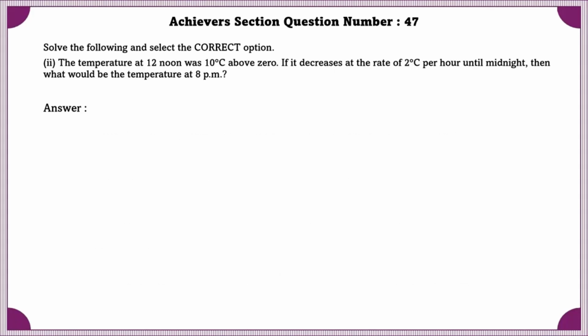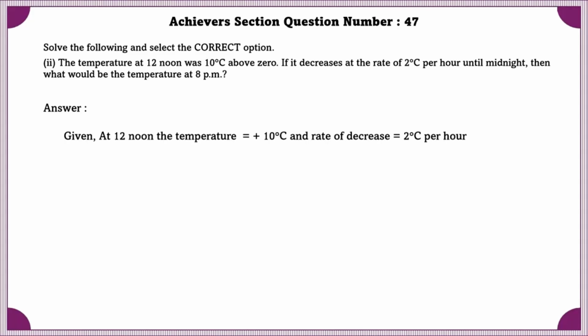Second one, the temperature at 12 noon was 10 degrees Celsius above zero. If it decreases at the rate of 2 degrees Celsius per hour until midnight, then what would be the temperature at 8 p.m.? Given at 12 noon, the temperature is equal to plus 10 degrees Celsius and the rate of decrease is equal to 2 degrees per hour.